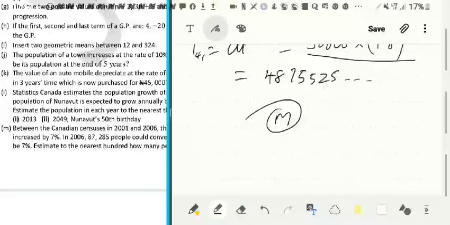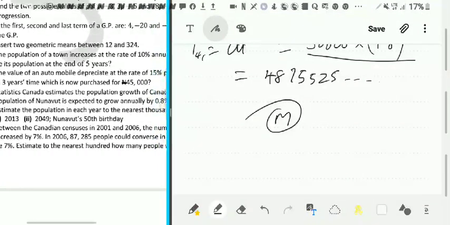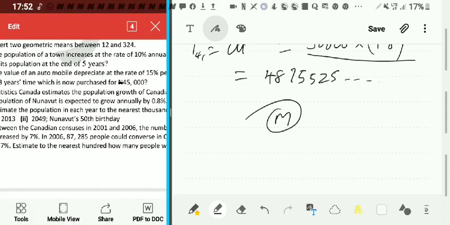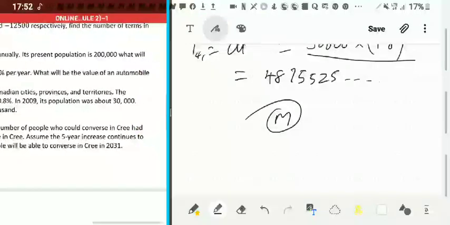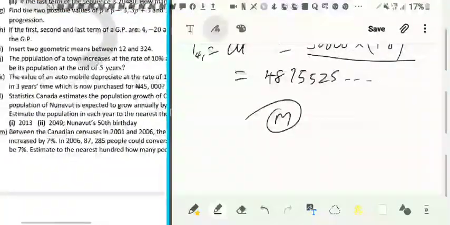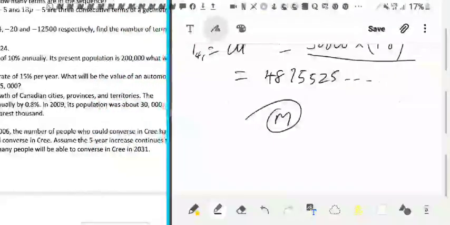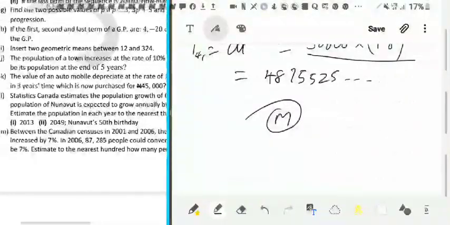Okay, so the number of people that could communicate in a particular language known as Cree increased by 7%. In 2006, so probably at the end of this year, 2006, 87,285 people could converse in Cree. Assume the 5-year increase continues to be 7%. Estimate to the nearest 100 how many people will be able to converse in Cree in 2031.